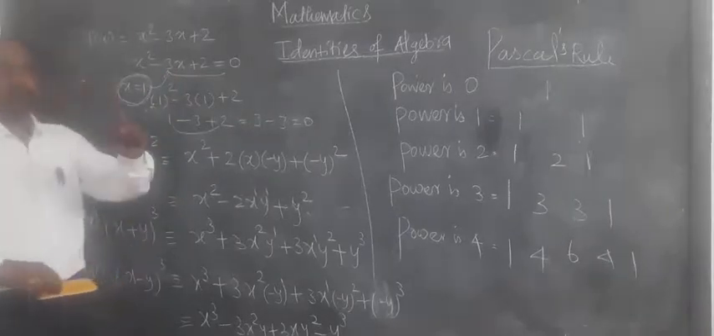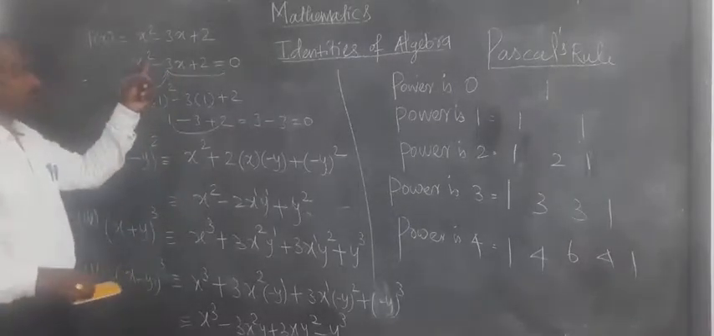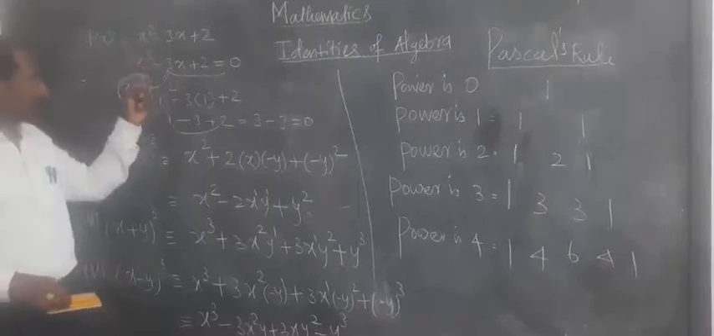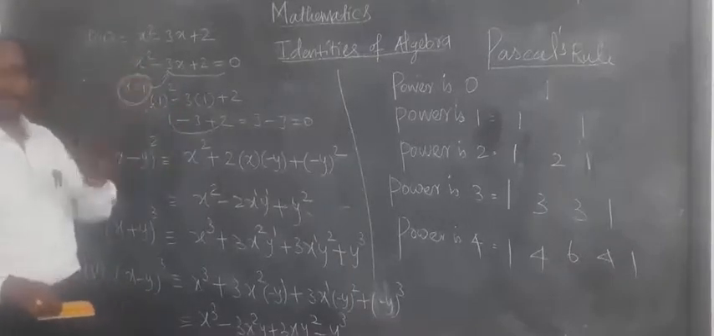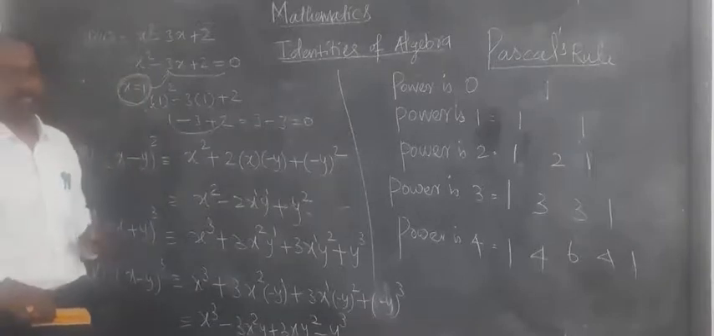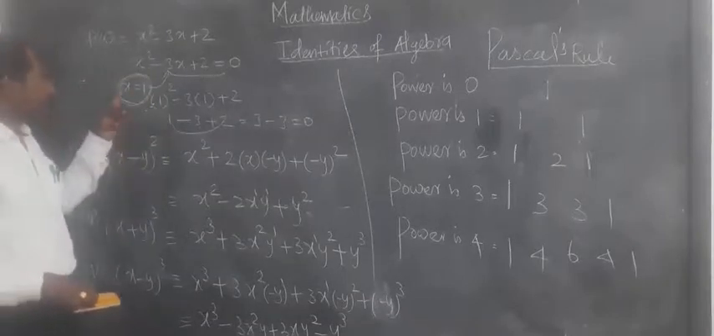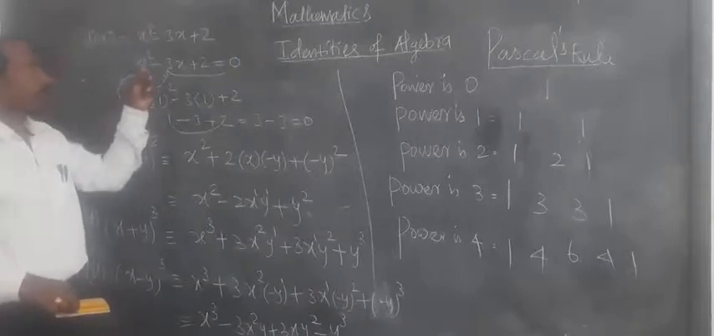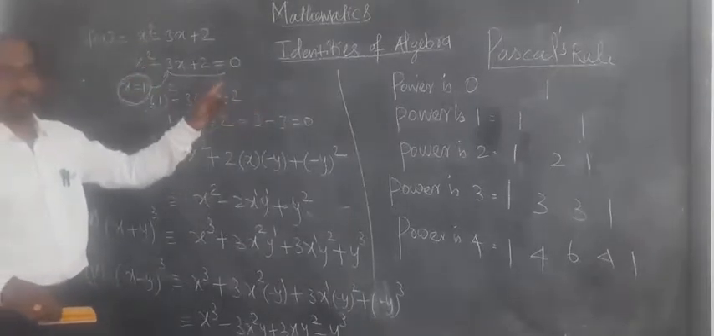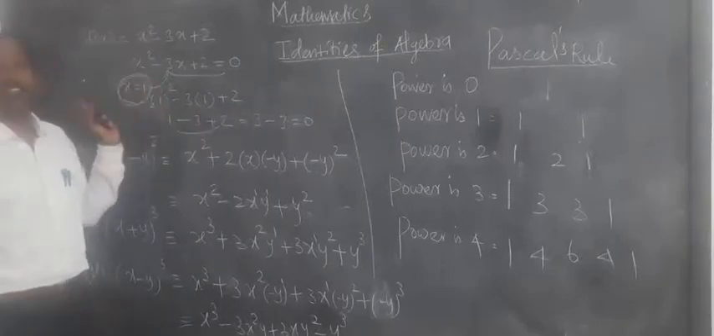For example, it is of second degree, so there is one more value. Degree 2 means you can get 2 roots for this equation. When the 2 roots are substituted, the polynomial will equal 0. So this is the equation.